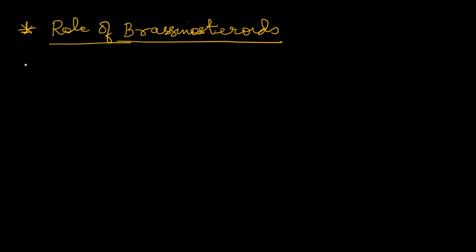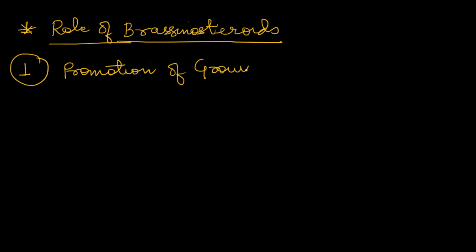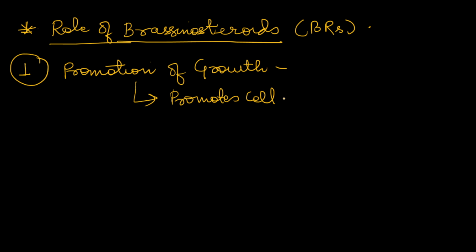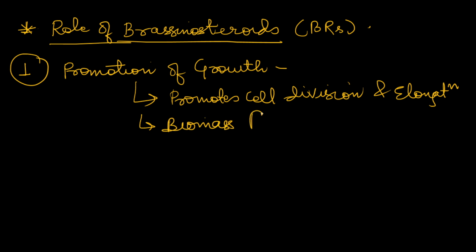So it has several roles. First of all, it has a role in promotion of growth. So in short, brassinosteroids are also known as BRs. Keep it in mind. Okay. So BRs are used to enhance crop yields by promoting cell division and elongation. So how does it help in promotion of growth? Because it promotes cell division and elongation, which also leads to biomass production or biomass accumulation. So this is the first role of brassinosteroids.